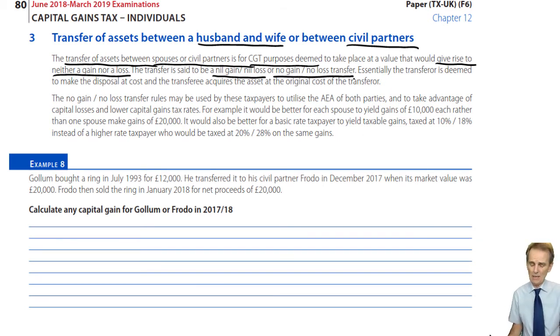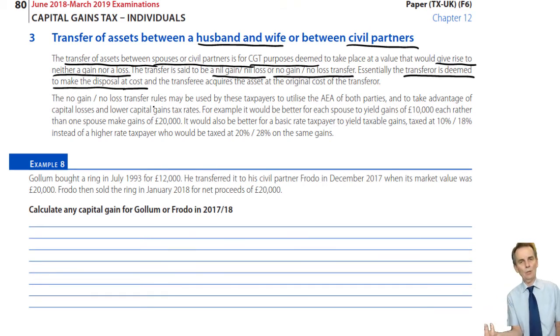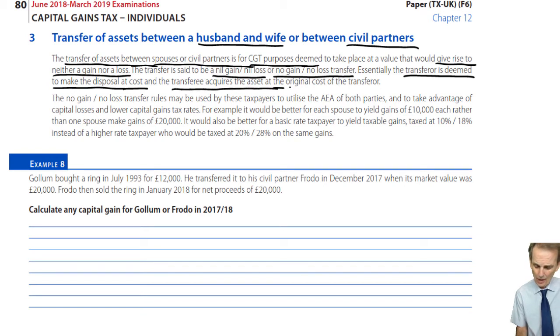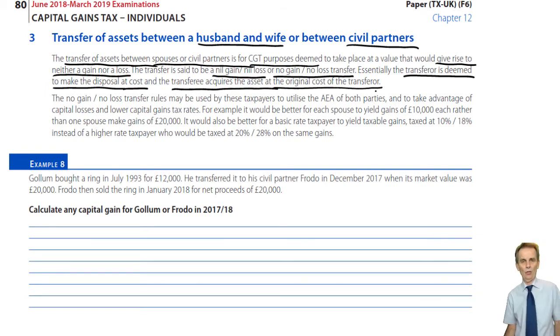What that effectively means is that the transferor is deemed to make the disposal at cost rather than at market value. That figure, of course, if we transfer at cost, if that's the disposal consideration, is the same as the cost, then neither a gain nor a loss arises. So when we talk about a no gain, no loss transfer between spouses, between civil partners, it means the transfer is deemed to have occurred at cost. Dispose at cost, and the transferee, therefore, acquires the asset at the original cost of the transferor.